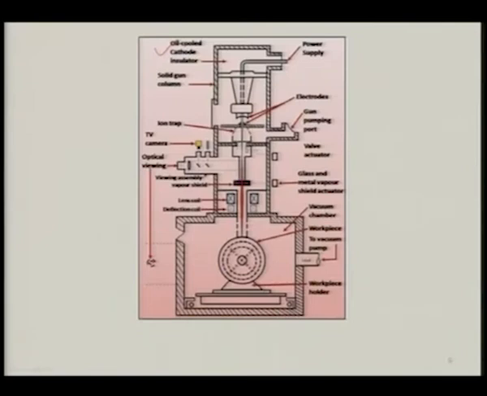And for creating vacuum, again you have one more gun pumping port where you can create the vacuum. Then if you see further, the rest of the things I have already shown to you through the schematic diagram in the last slide. So this is the industrial electron beam machine.